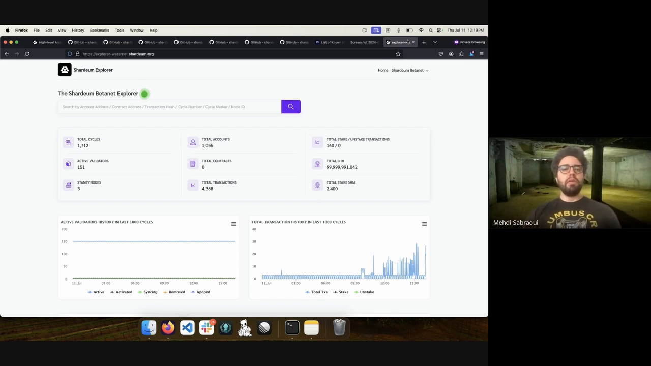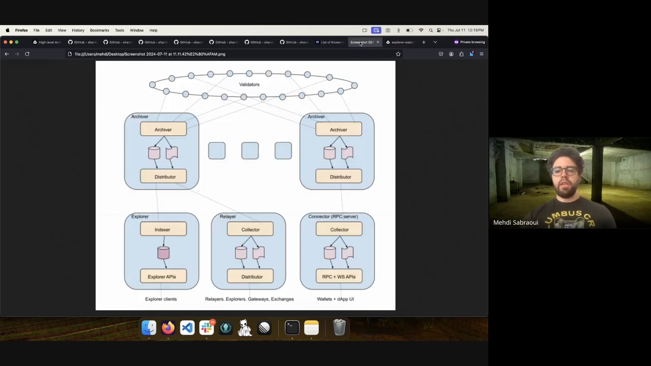The Explorer will be running some Explorers, and the bug bounty covers the ones that will be run by Shardeum Foundation, but there's no limit to who can run an Explorer.